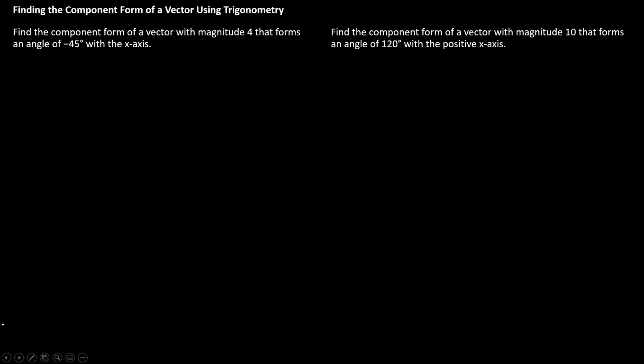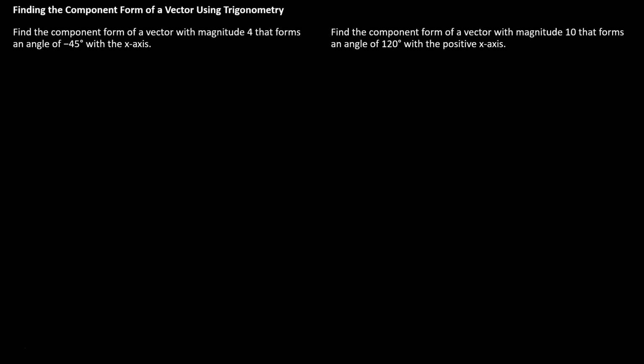Continuing with the second half of 2.1, where we're learning about vectors in the plane, we want to be able to represent vectors in their component form using trigonometry. So as we've said before, vectors have two distinct characteristics. They have magnitude and they have direction.